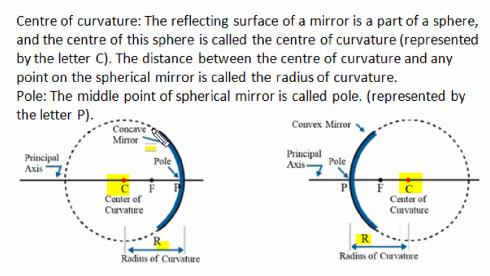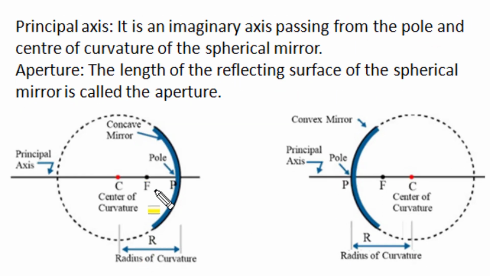The middle point of this spherical mirror, whether it is a concave mirror or convex mirror, is called the pole of the mirror, and pole is represented by capital P. If we connect pole and center of curvature and generate an imaginary axis, then that axis is known as the principal axis of this spherical mirror, and this length of reflecting surface over which parallel light beams fall is known as the aperture of the mirror. So this is the aperture of the mirror, and this is the principal axis of a convex mirror, and this is the principal axis of a concave mirror.